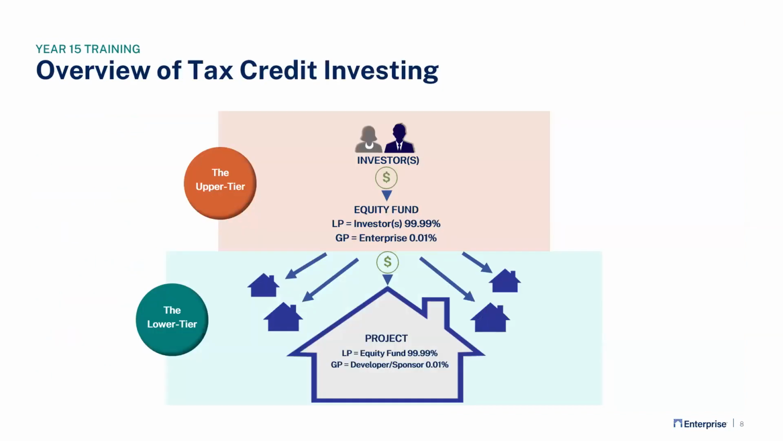So this slide presents how these deals are typically structured. At Enterprise, we call it an upper tier and a lower tier. The upper tier consists of the fund, which is made up of a general partner and a limited partner. Now, what's important about this slide, I think, is the roles that everybody plays. So in the equity fund, Enterprise, as a syndicator, is the general partner. We manage the day-to-day activities of the fund, if you will. The investors contribute to capital, and they are the limited partner in that equity fund, but Enterprise drives the day-to-day business. In the lower tier, Enterprise, as a part of the limited partner, does not drive the day-to-day business. The general partner does, the developer, the sponsor.